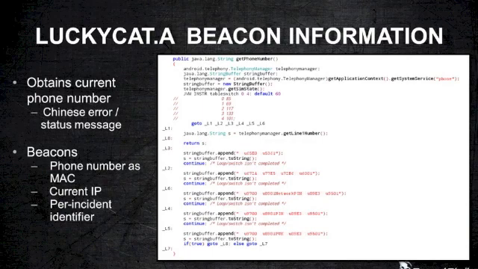Besides the phone number, it also contains the current IP address, which is interesting. If you're looking at mobile networks, there's a lot of network address translation going on, so you can identify this and maybe spot if the person is using a wireless network or the carrier's data network right now by looking at this IP address. And then they always include a per-incident identifier. This is kind of a case or file number for their attack that they use to track their campaigns.